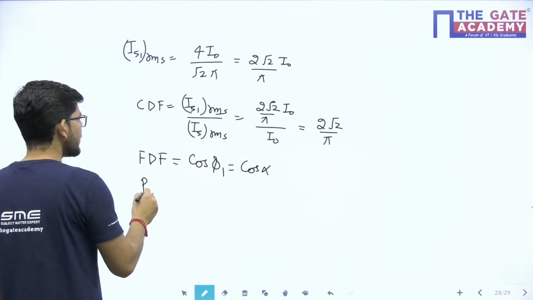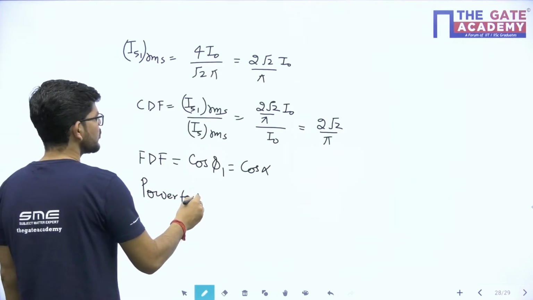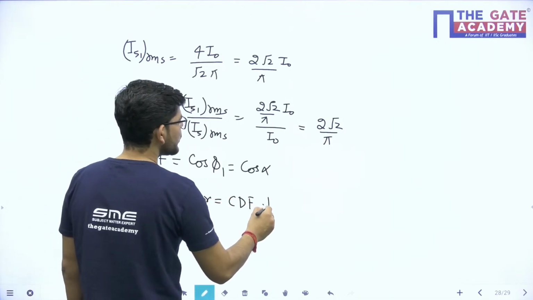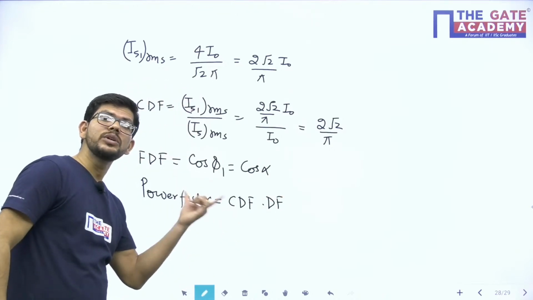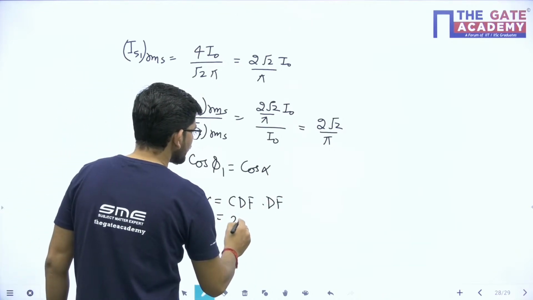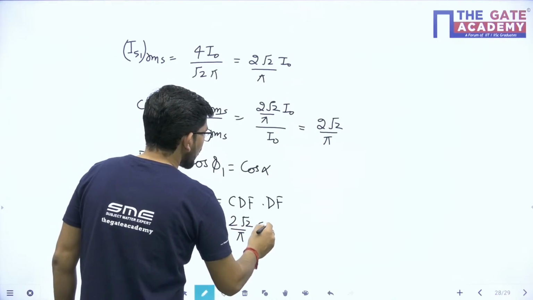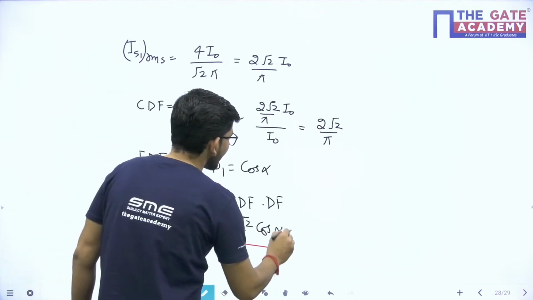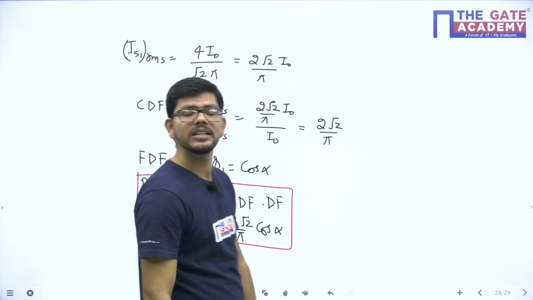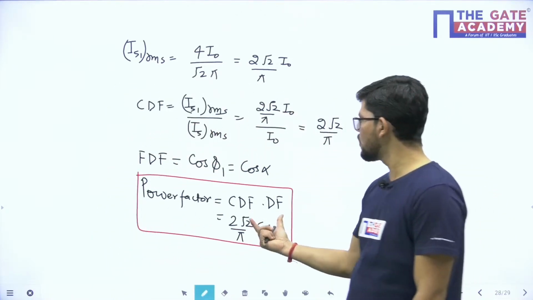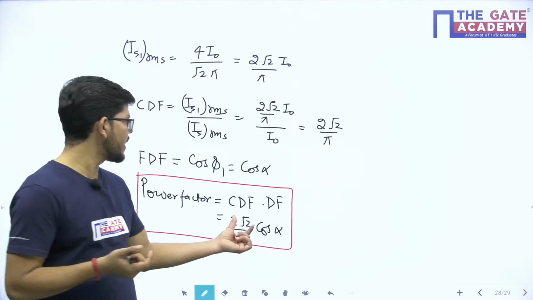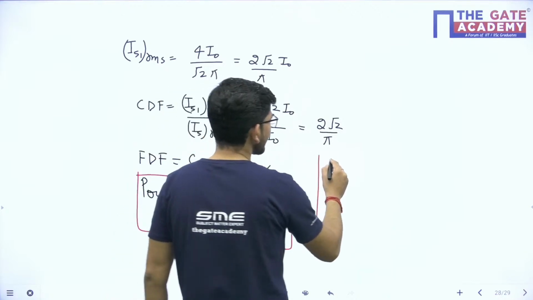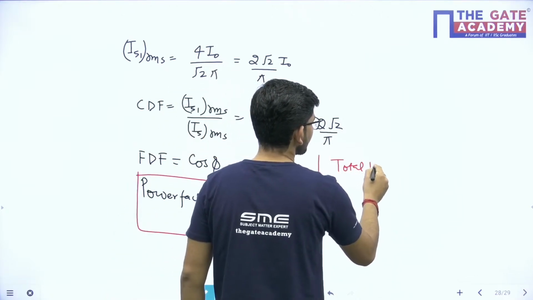After that we have the power factor. So what will be the power factor? The power factor is equal to CDF into displacement factor. So this will be equal to 2 root 2 upon pi cos alpha. So if you know the firing angle, you can easily calculate the power factor, my dear students. This is the formula for calculation of power factor, 2 root 2 upon pi cos alpha. After that we will calculate total harmonic distortion.